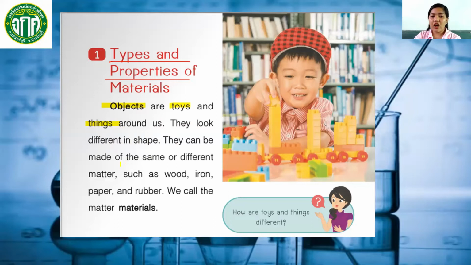They can be made of same or different matter, such as wood, iron, paper, and rubber. We call the matter materials. They are made out of different matter. Examples are wood, iron, paper, and rubber. We call these matters materials. They are being used in making toys and things.